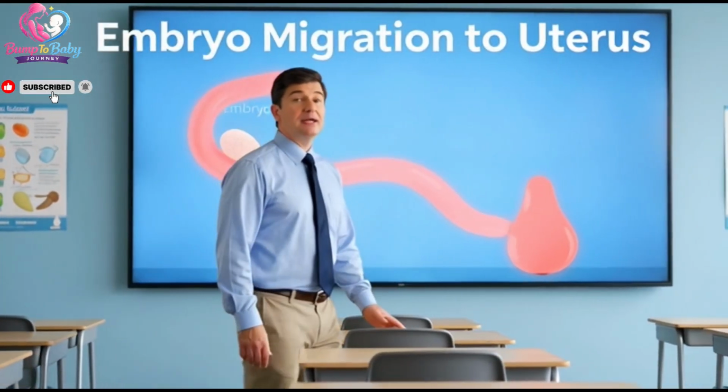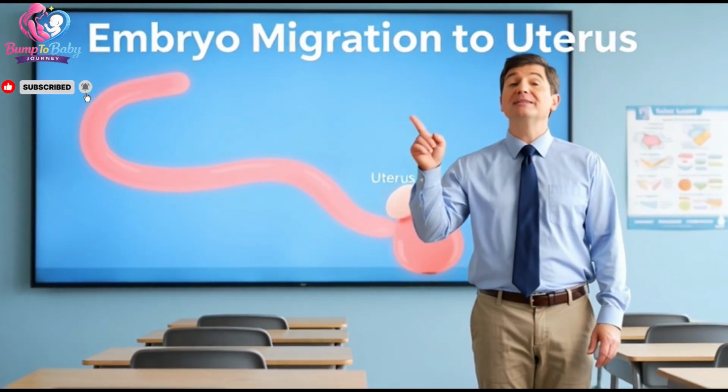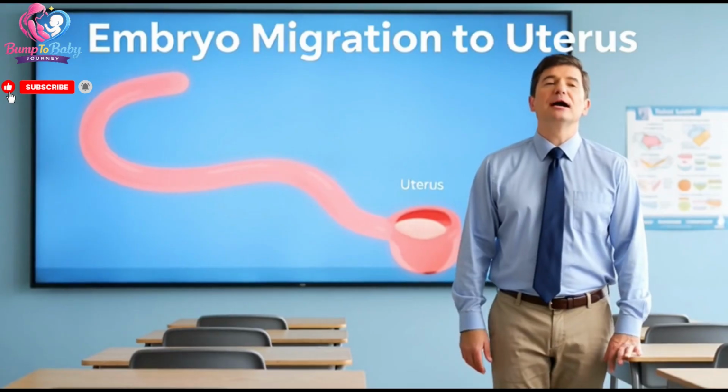Observe the embryo's journey. It travels along the fallopian tube toward the uterus. This movement is essential for implantation and the start of pregnancy. Here, it arrives at the uterus.